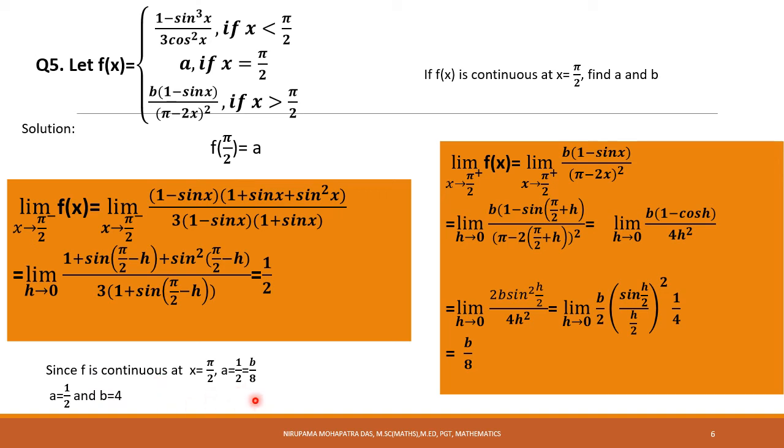So a equal to 1 by 2 equal to b by 8, and just equate these three things. So that is basically a equal to 1 by 2, b equal to 4. Okay, I hope it is clear.